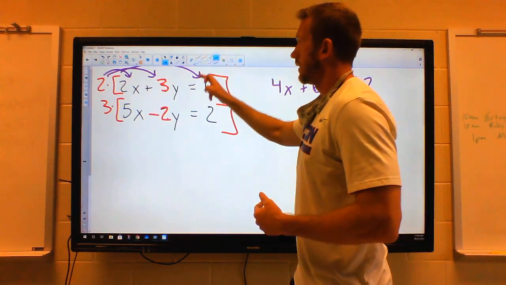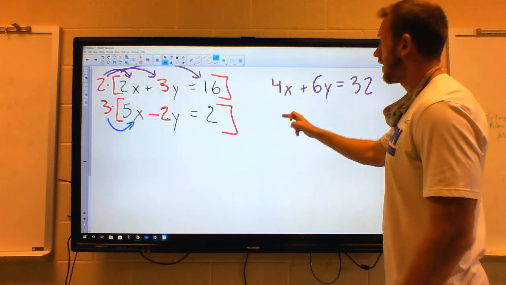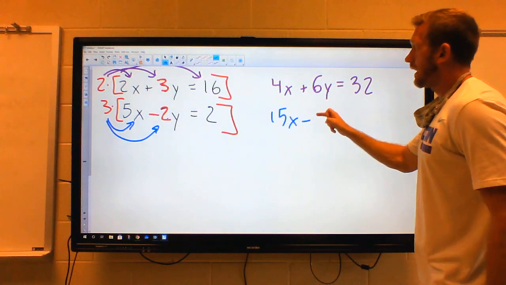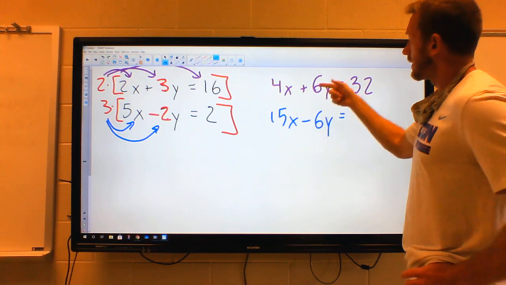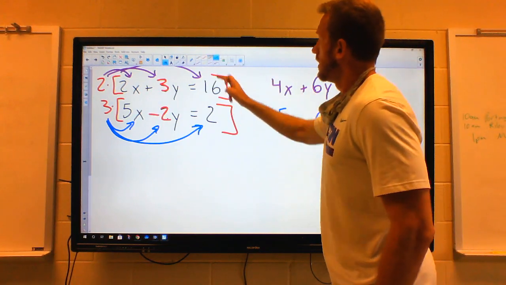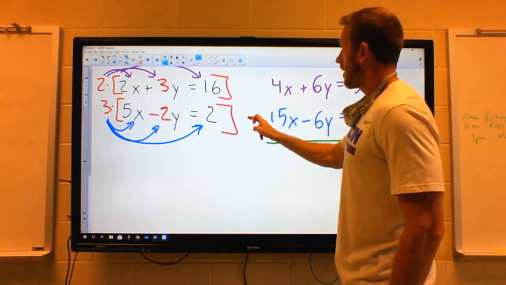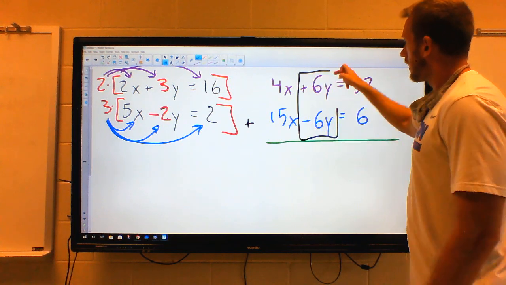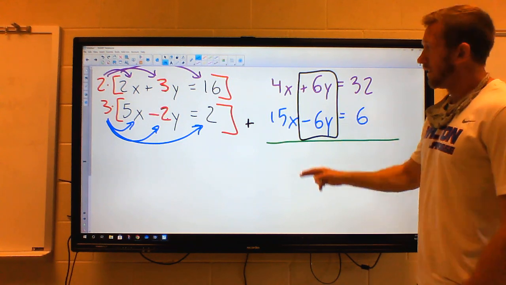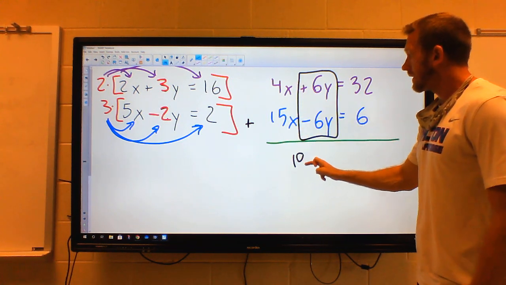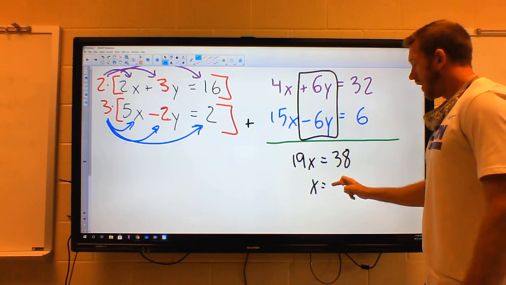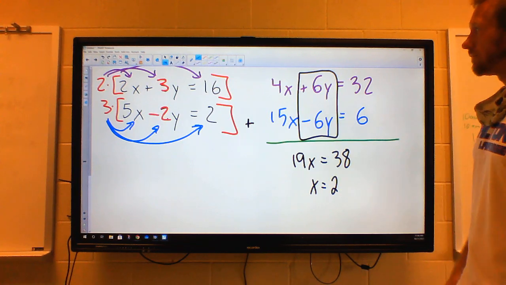Going to our other equation, when we distribute this 3 times this 5x, we've got 15x. We've got negative 6y. That's exactly what we wanted because now we've got equal and opposite coefficients, and we've got equals 6. Now you should notice that I can combine by addition because those equal and opposite coefficients should be eliminated. 4x and 15x now makes 19x. 32 and 6 makes 38. X equals 2 when I divide that out.